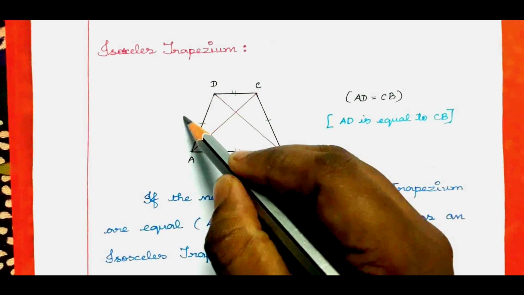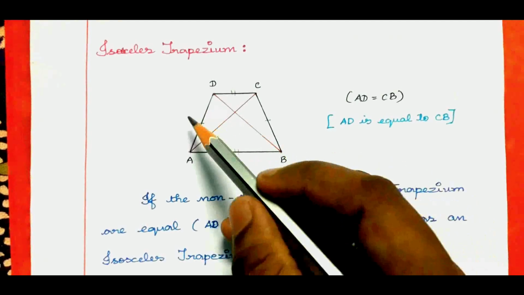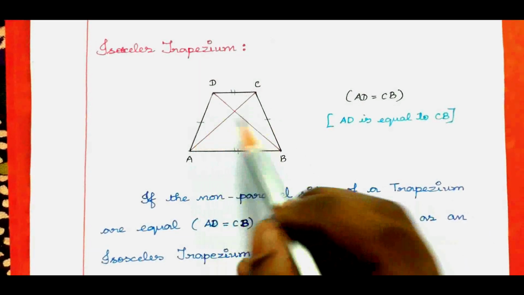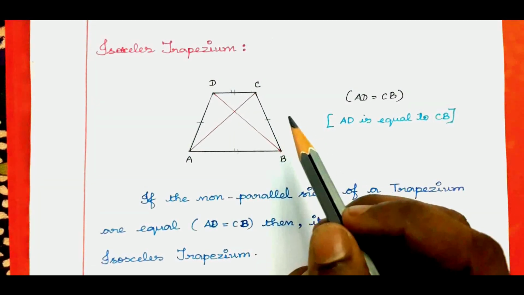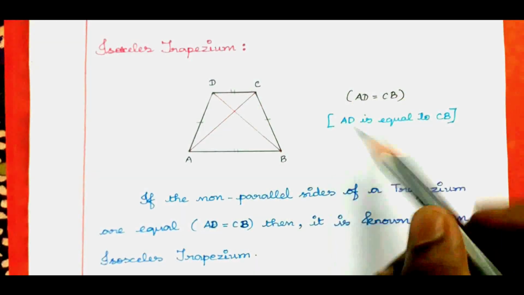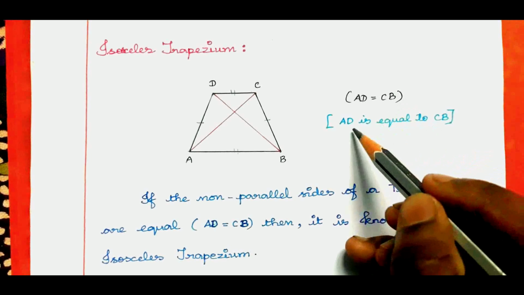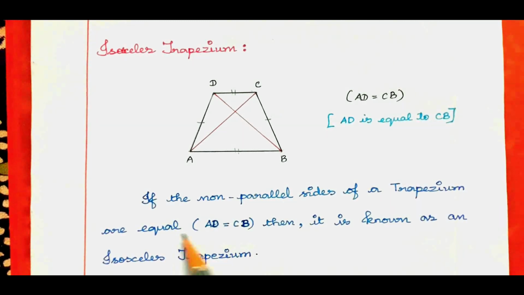If you measure with a scale, this may be 5 centimeters and this also 5 centimeters, or this may be 6 centimeters. When you measure, both the lengths of the sides will be equal. In such a case, we can call that trapezium an isosceles trapezium. So AD is equal to CB. The definition goes this way: if the non-parallel sides of a trapezium are equal, that is AD is equal to CB, then it is known as an isosceles trapezium. Clear? Okay, fine.